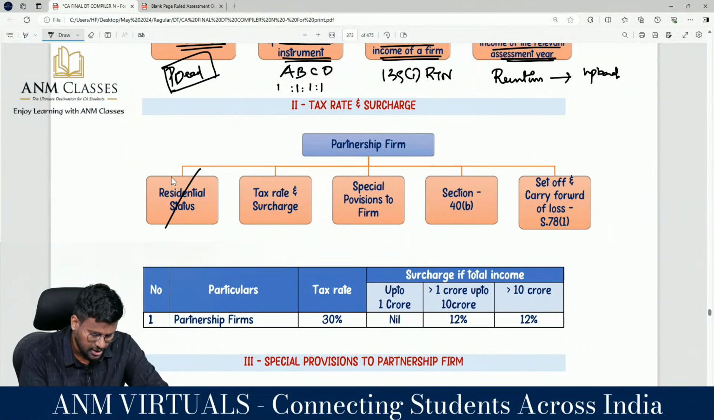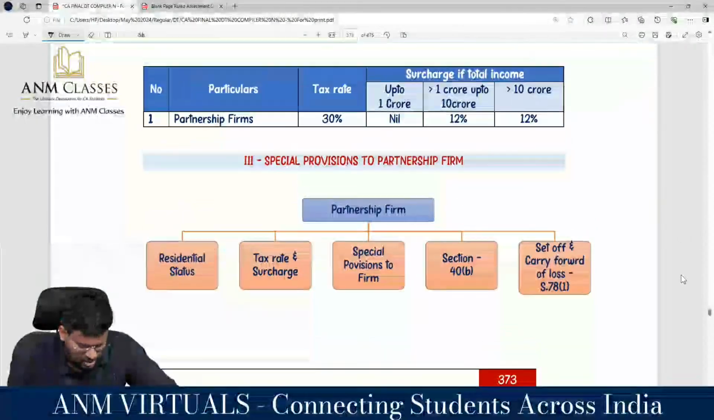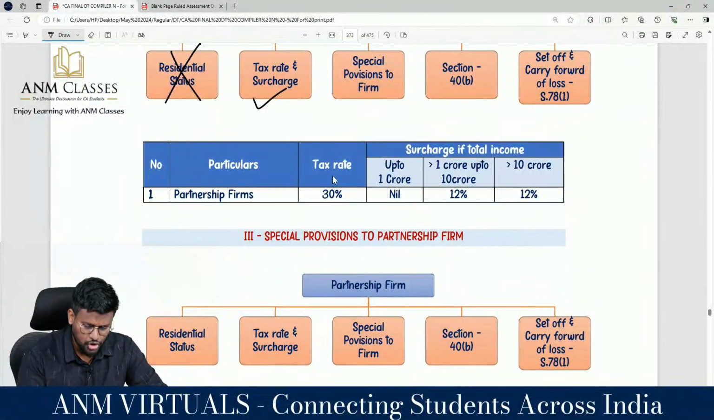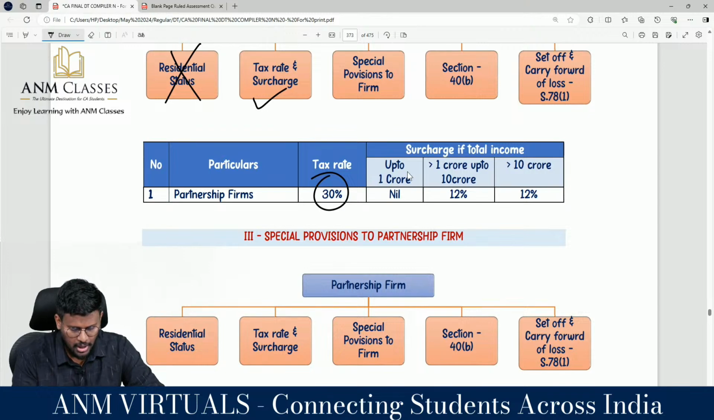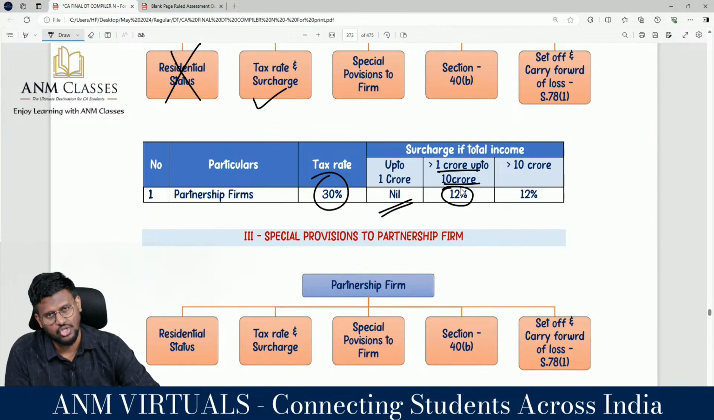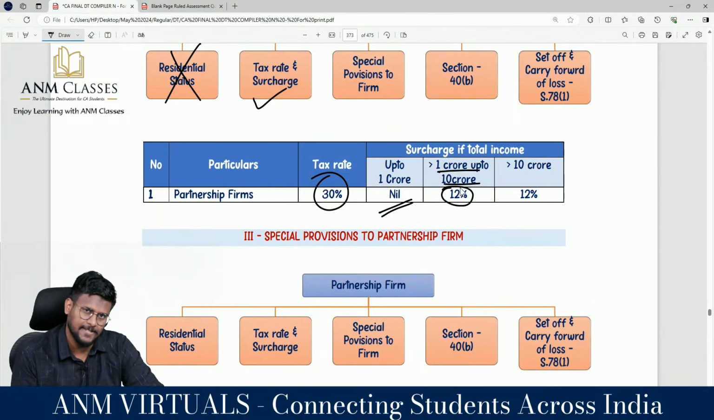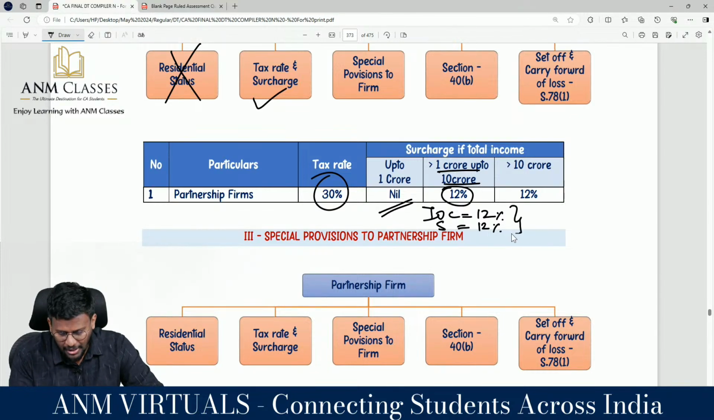We have done with the residential status. Tax rate and surcharge. For a partnership firm, generally the tax rate is 30%. Up to 1 crore, no surcharge. But beyond 1 crore up to 10 crore, 12% is the surcharge. Interest on capital also 12%. Surcharge is also 12%. If it is beyond 10 crore also 12%. So a flat rate of 12%.